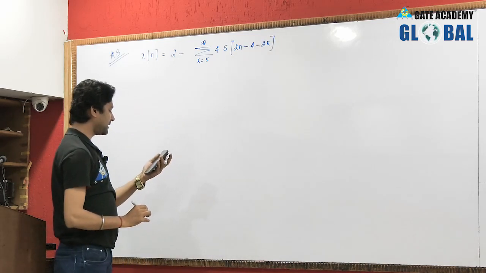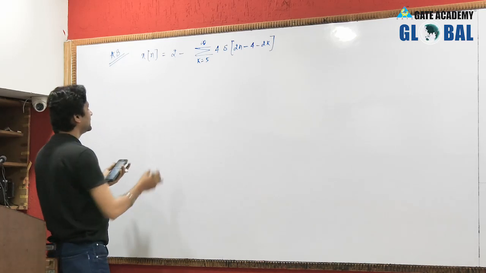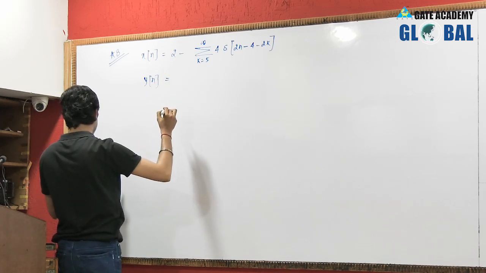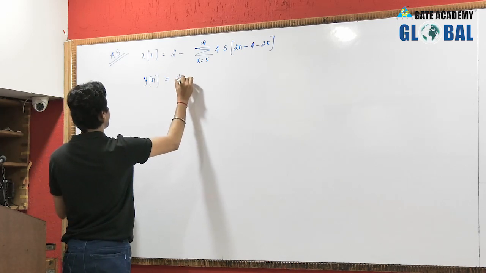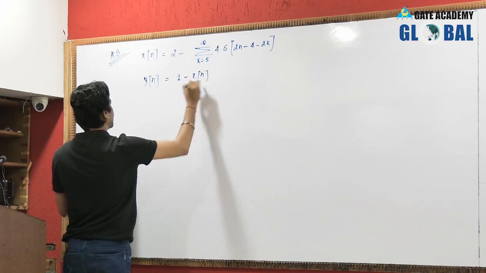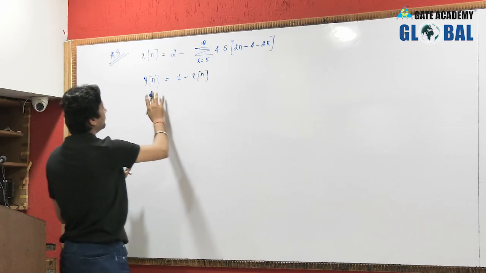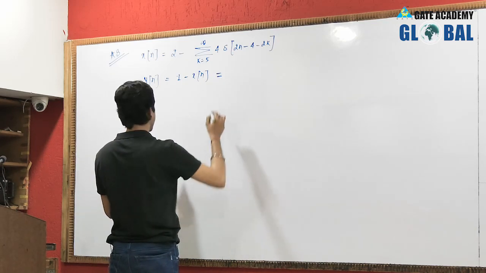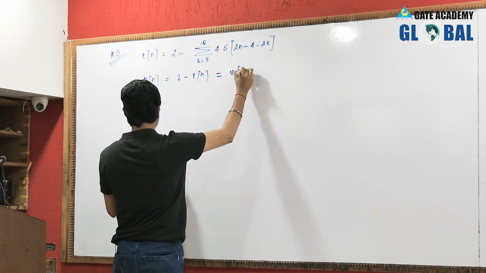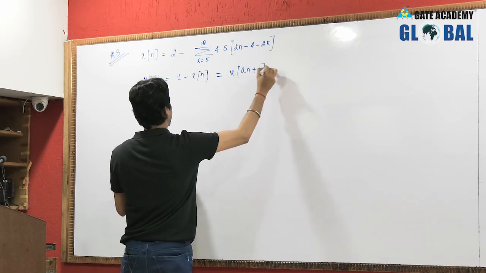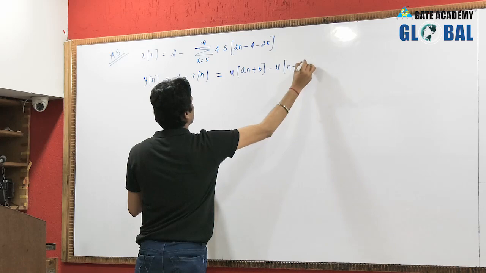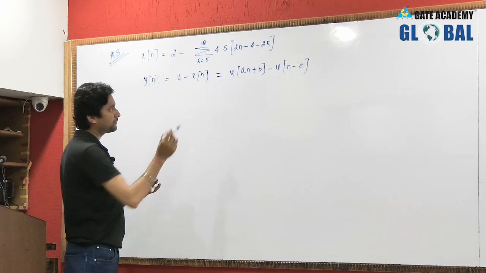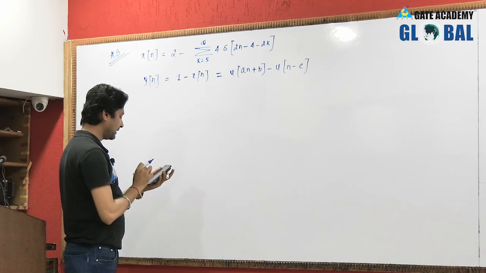2n minus 4 minus 2k. Another signal y of n is related to x of n as 1 minus x of n. And it is also given that this signal y of n can be represented as y of n is equal to u of n plus a minus u of n minus c, which is not correct. We will see what fault is in this given expression.